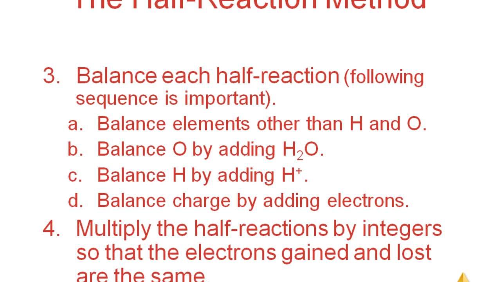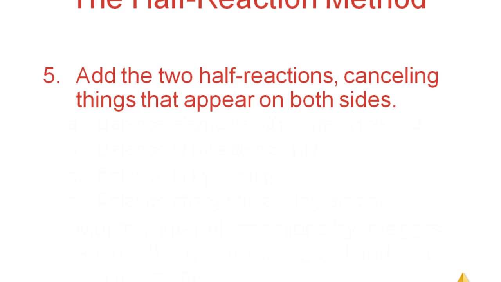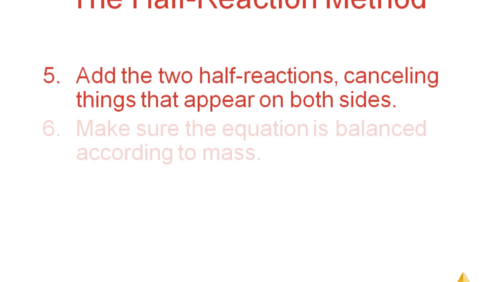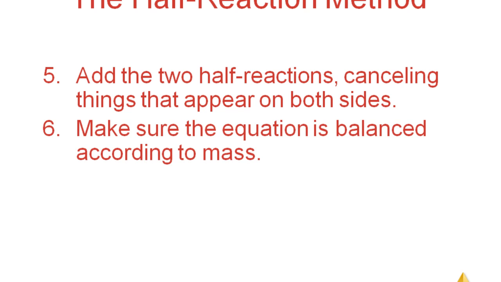So you will see that each half reaction probably has a different number of electrons. So you will multiply them by appropriate numbers, probably the coefficients of each other, to get them the same. And in the end, add the 2 half reactions, cancelling things that appear on both sides. Make sure the equation is balanced according to mass. Do just a final check to see whether the law of conservation of mass is followed or not.